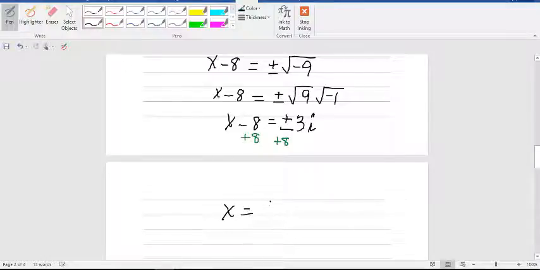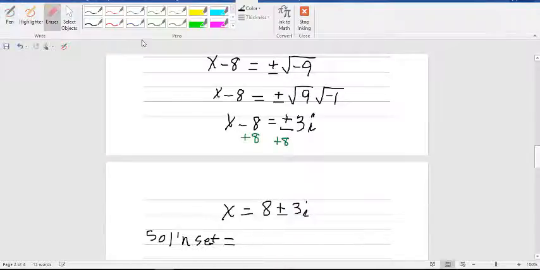I'm going to isolate x by adding an 8 to both sides of the equation. And that goes in front of the plus or minus. So x is 8 plus or minus 3i. So in my solution set, I have two solutions. One of them is 8 minus 3i. The other is 8 plus 3i.